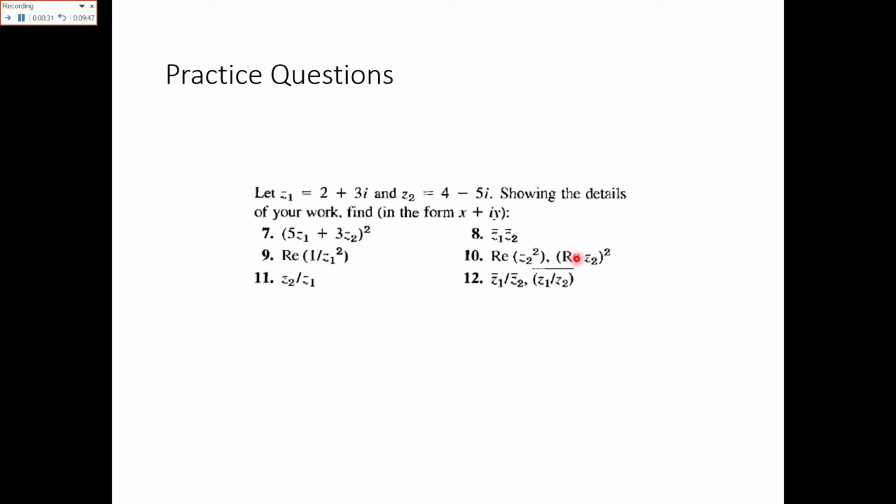Here there is a difference between these two. In this you will solve the question and take the square of the whole number, but in this case you will take the square of only the real part.